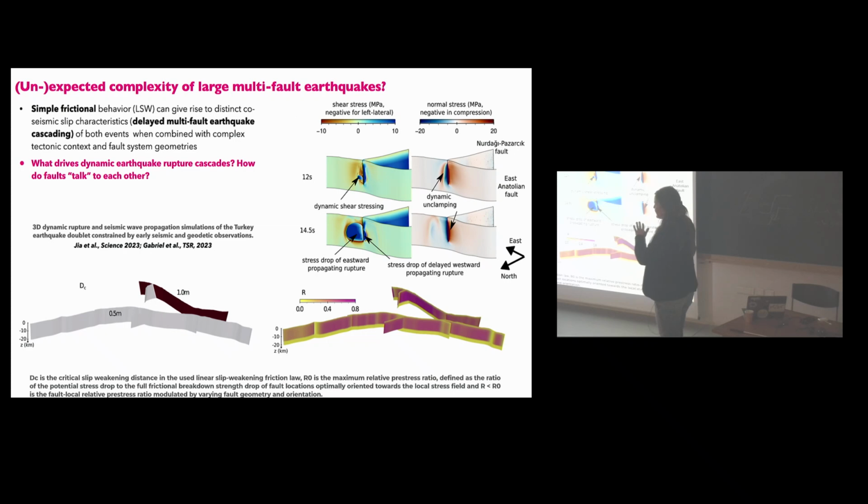But one of the main questions when looking at these two models, as dynamic rupture models, Ridgecrest earthquake sequence, Turkey earthquake sequence, quite different parametrizations. It's not clear what drives these dynamic earthquake rupture cascades and how do these faults talk to each other. And also remained unclear of what happens if we want to model also smaller faults, right?